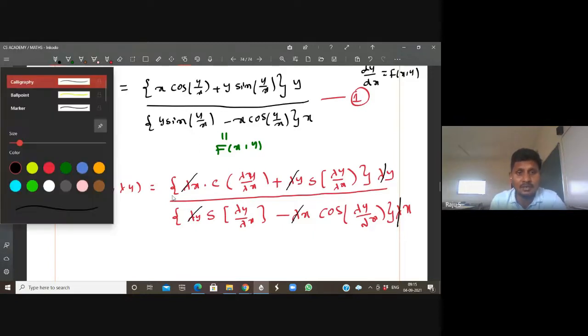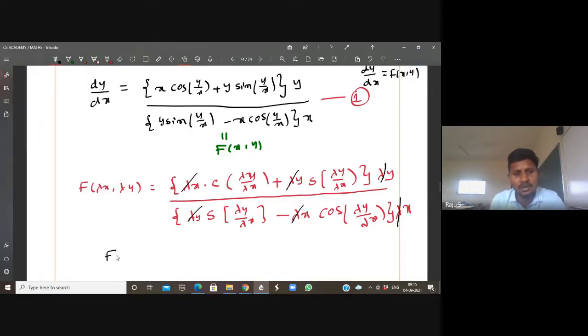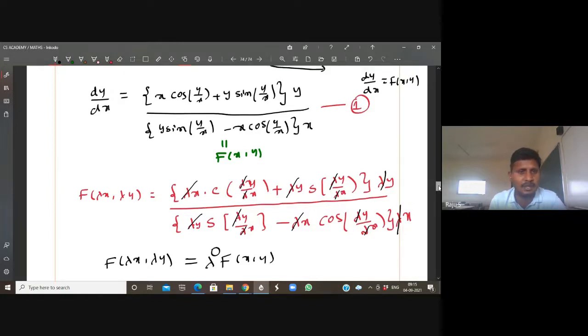What is the remaining value? The remaining value is clearly the given function, that is f(x, y). The lambda terms are cancelled. Even in the brackets, λ and λ cancel. So finally we get f(x, y) only. Nothing remains, so we write λ to the power of 0. Replace x by λx, y by λy.